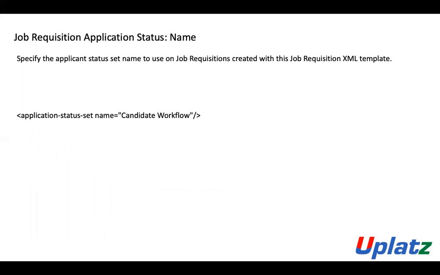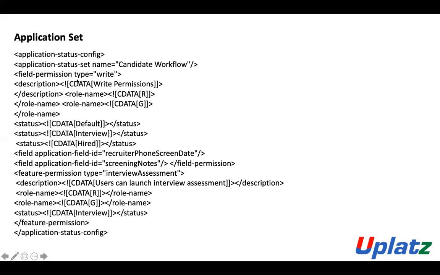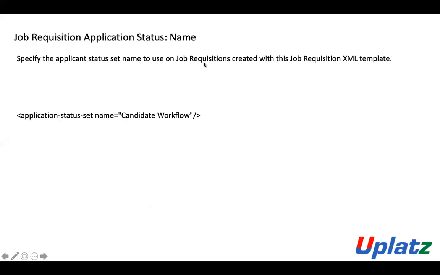So job requisition application status name. That's the first option. You can see that, right? We have job application status set name equal to candidate workflow. So this is an application status set name on the job requisition, created in the job requisition XML template. Here we are trying to define the application status set inside the job requisition template.